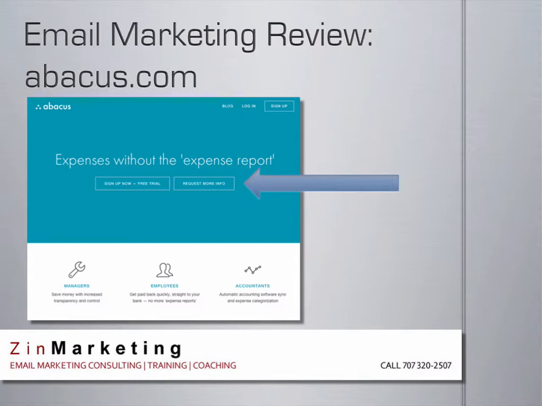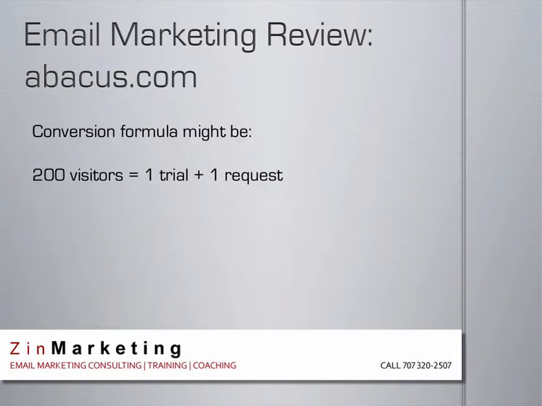So what happens then when someone lands on this home page, and how can we improve it? The first thing we would do is make sure that you know what's going on. And this is where the conversion formula comes into play. Here's an example, and I'll just make these numbers up. These are totally made up. 200 visitors land on that page. You might get one trial request, one free trial, and one request for information. So just for argument's sake, these two things happen when 200 visitors visit that page.